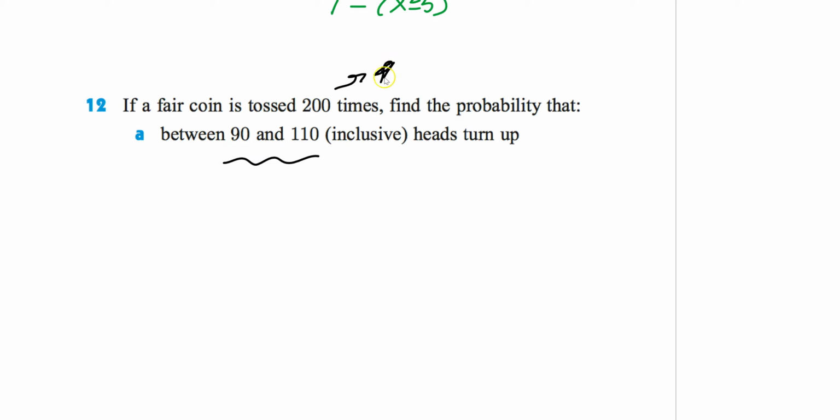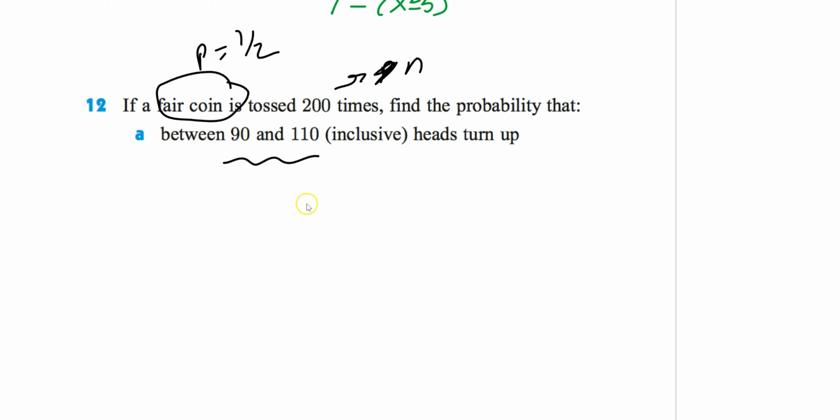200 times, that's your n, not your p, it's your n, right? 200. P, it's a fair coin. They say that because they want you to know it's the same probability either way. So probability is 1/2 or 0.5. Now here it says between 90 and 110 inclusive.